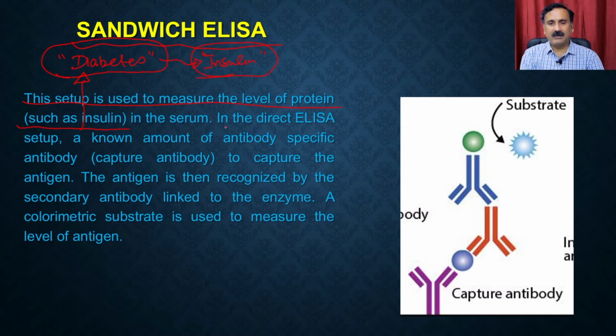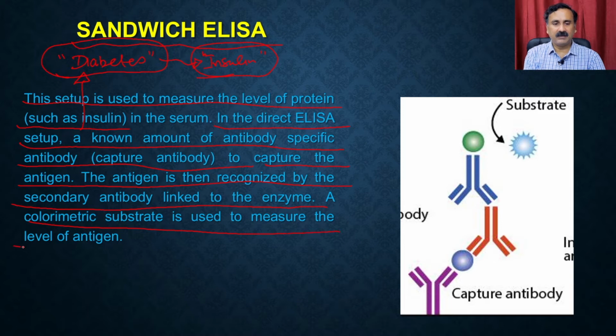How can you do that? You can do that simply with the ELISA setup, using a known amount of specific antibody. You can use the sandwich ELISA, where you use capture antibodies to capture the antigen, right? Then the antigen is recognized by the secondary antibody linked to the enzyme, and a colorimetric substrate is used to measure the level of antigen. So this is what you are going to do.